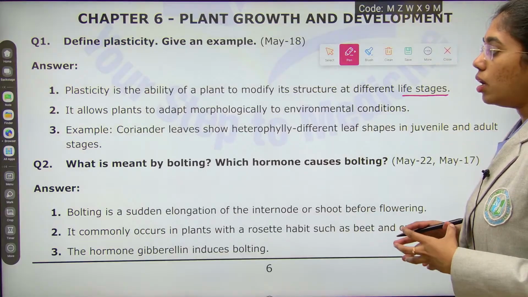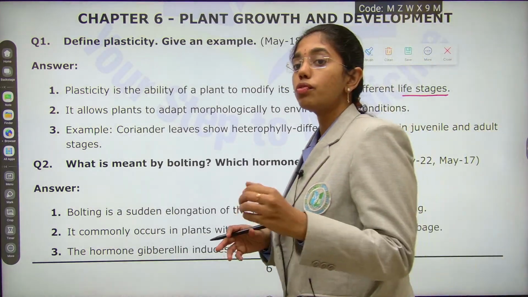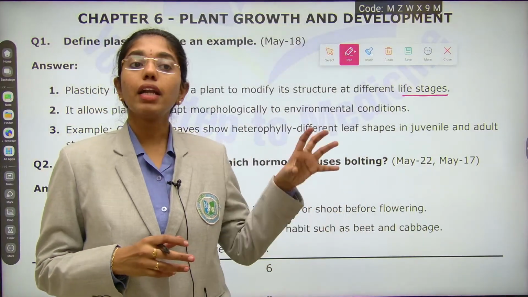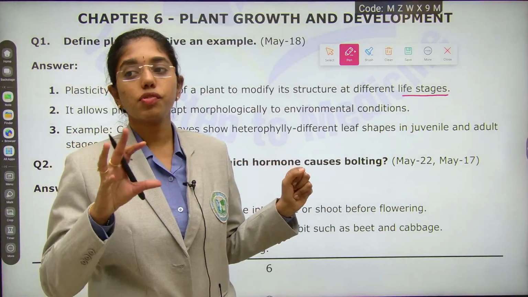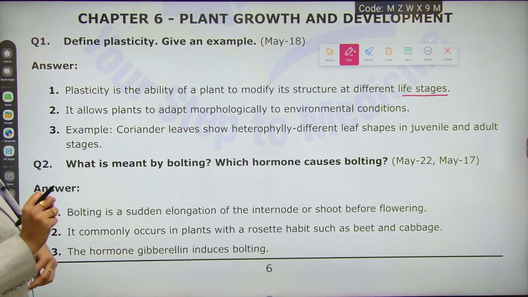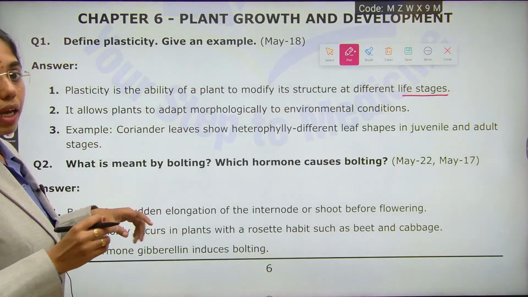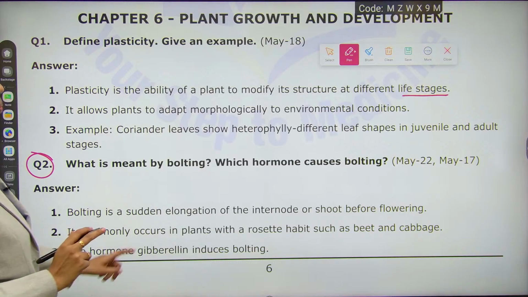For example, coriander leaves show heterophily, based on the phases of life. Different leaf structures are observed during the juvenile phase and different leaf structures during the reproductive phase. So coriander leaves show heterophily, which is different leaf shapes in juvenile and adult stages. Next, what is meant by bolting?